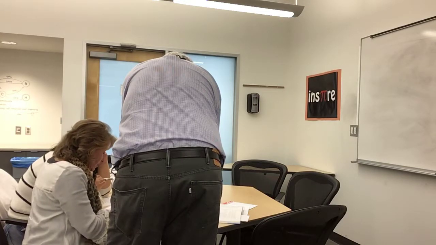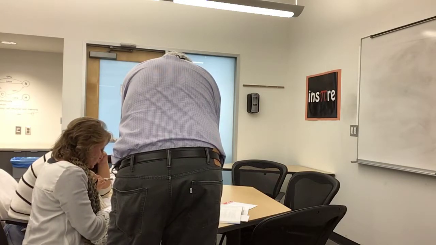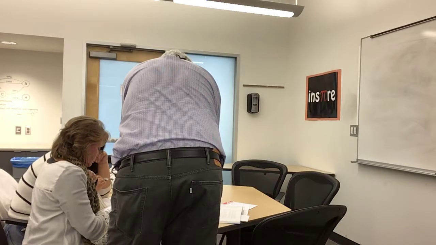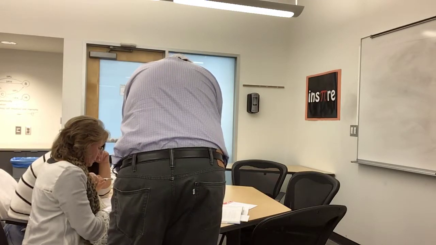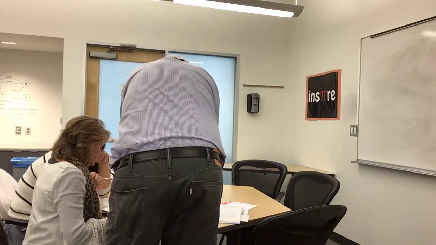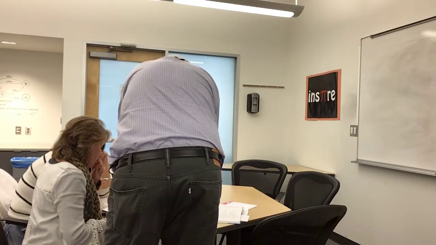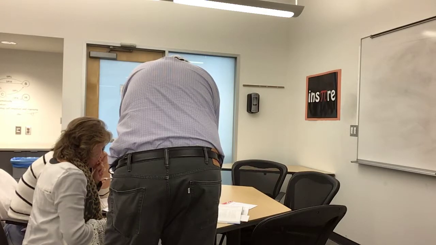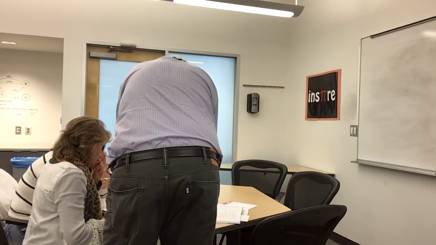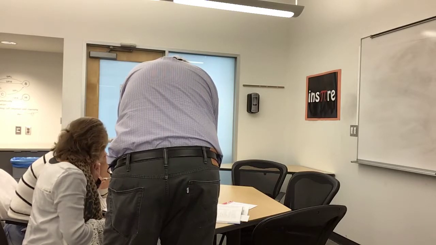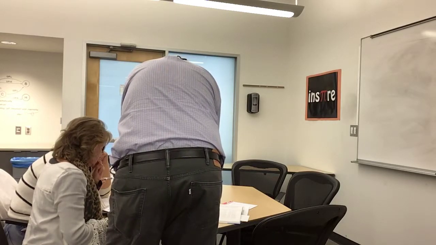So it follows that the distance from x to v2 is equal... If this part is the shortest, and if the edge from x to v2 were there, this would be a shorter path. So it must be the case that the edge from x to v2 is not there.